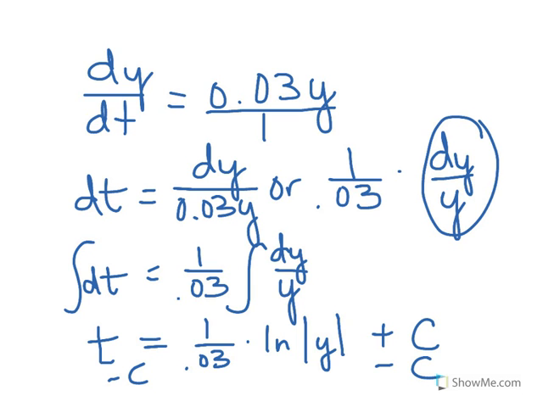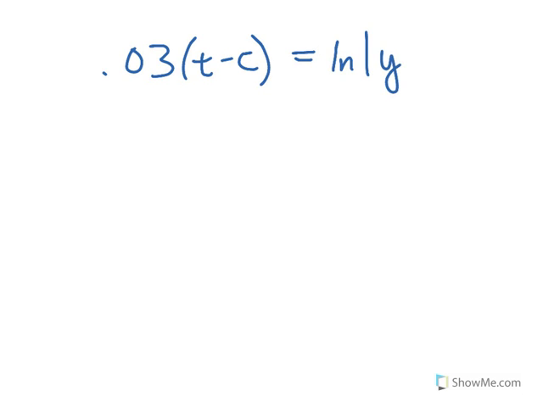The other thing I'm going to do is multiply both sides by the reciprocal of this fraction, and that's going to help clean things up as well. So here's what I'll get. I'll get 0.03 times t minus c equals the natural log of the absolute value of y. And that just gets the natural log off by itself. What I can then do is change to exponential form, and say that y is going to be equal to whatever I get when I take e to this exponent.